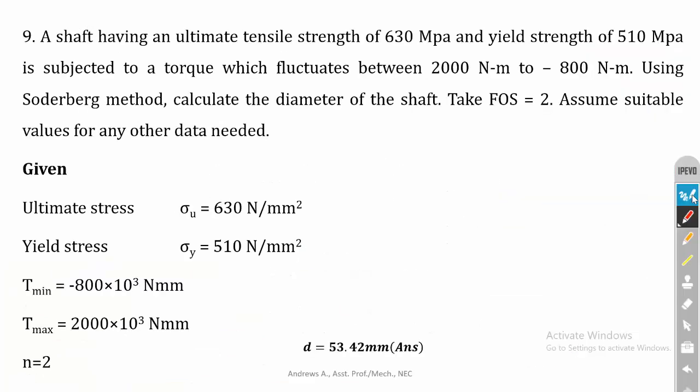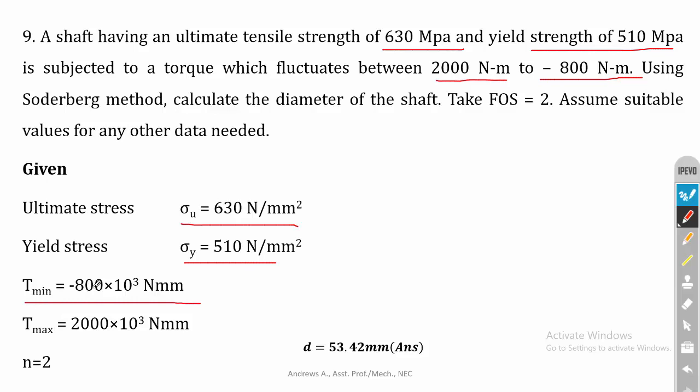The tutorial problem: a shaft having an ultimate tensile strength of 630 megapascal, sigma u is 630 megapascal, and yield strength is 510 megapascal, sigma y is 510 megapascal, is subjected to a torque which varies between 2000 Newton to minus 800 Newton. So the T minimum is minus 800 into 10 power 3 Newton mm. It is given in Newton meter, so I have converted it into Newton mm. Then T maximum is equal to 2000 into 10 power 3 Newton mm. Using the Soderberg method, calculate the diameter of the shaft.